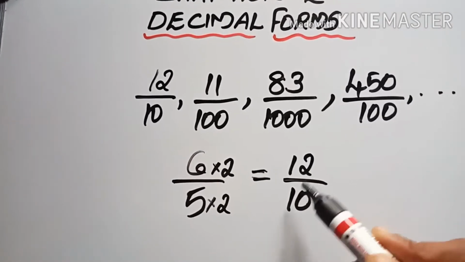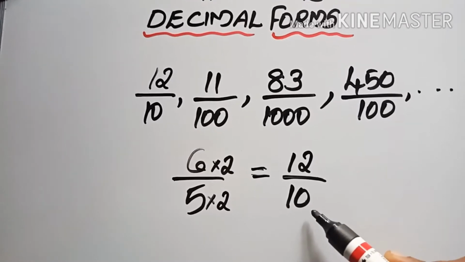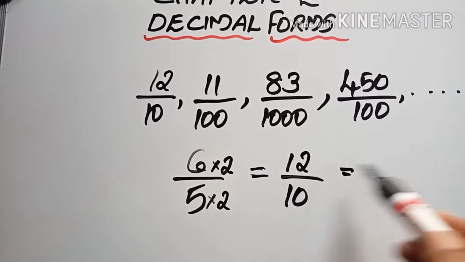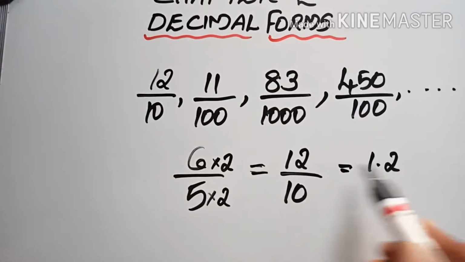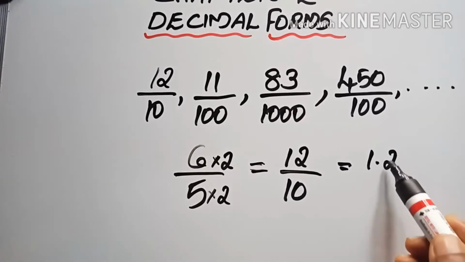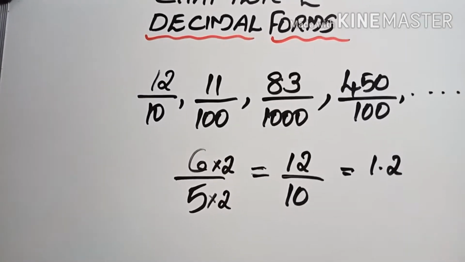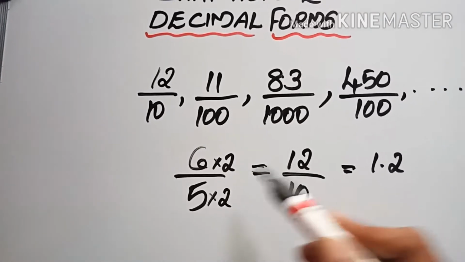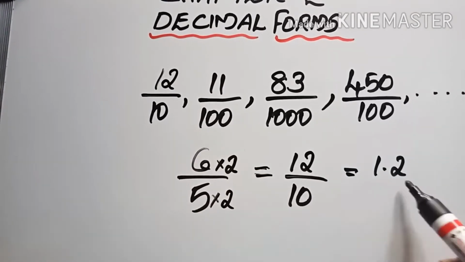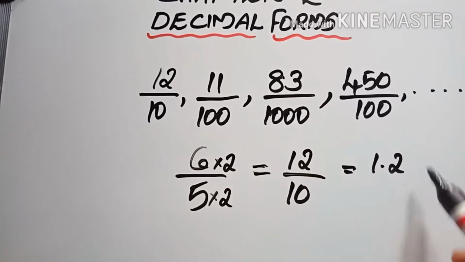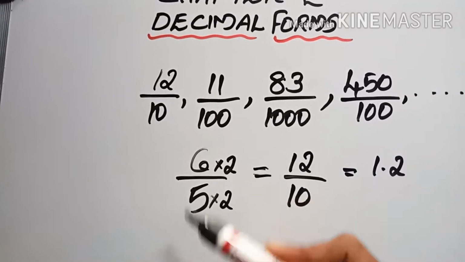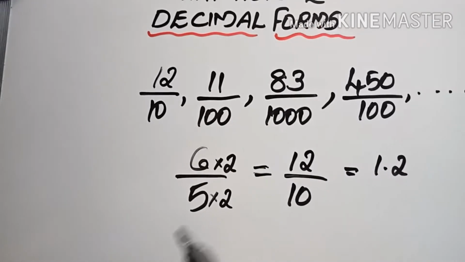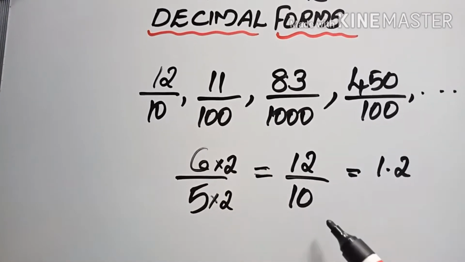Now we got the denominator as a power of 10, so it is easy to write the decimal form. 12 by 10 means only 1 zero here. So first write 12, then put the point before the last number, so 1.2 is the decimal form of 12 by 10. That is, 6 by 5's decimal form is 1.2. This is a method to write the decimal form of fractions whose denominator is not a multiple of 10. First, we need to convert the denominator into a multiple of 10.